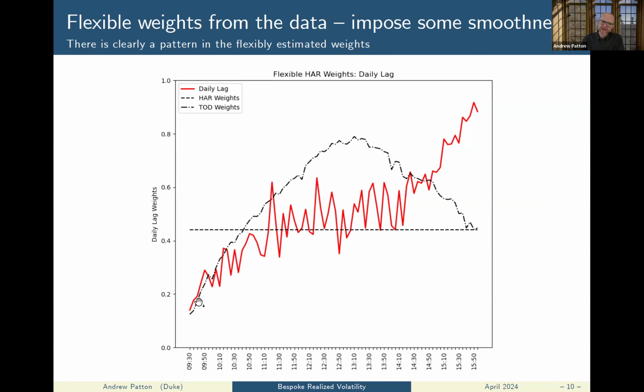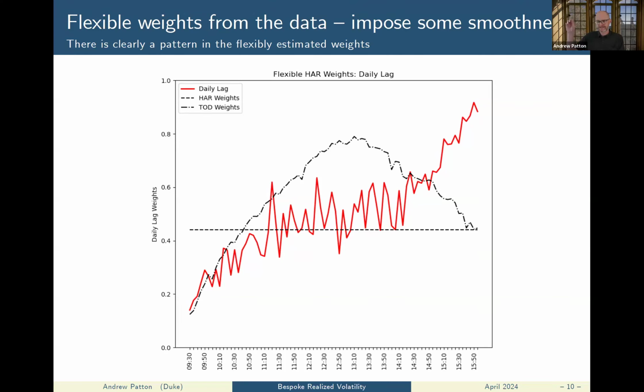These are the optimal weights from that flexible Haar model as a function of the time of day. I apologize if the font is a little small. This is ranging from 9:30, so the first 5-minute period, to 4 o'clock in the afternoon. The flat line is the weights that come from the baseline Haar. So they have equal weights because they're using standard realized variance on the right-hand side.